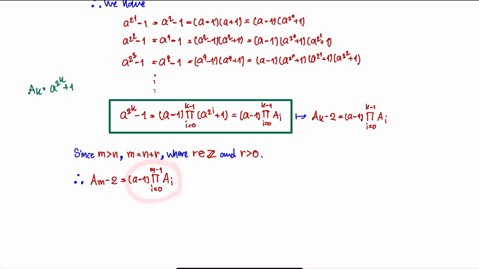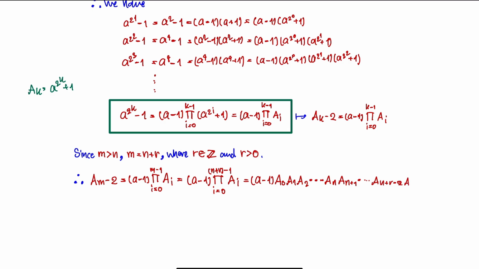So let's write this down. And what is this m? This m right here is a minus 1, and the product from i equal to 0 to m minus 1, where m is n plus r, of a_i. So we're going to have a minus 1 times a_0, a_1, a_2, and so on all the way to a_n, then a_(n+1), and all the way to a_(n+r-2), a_(n+r-1). Okay, great. Then what next?